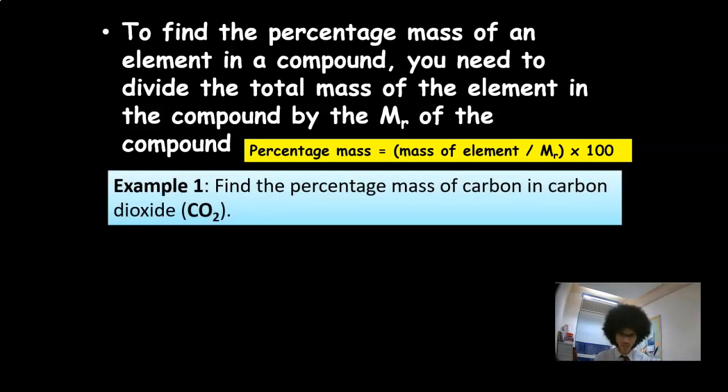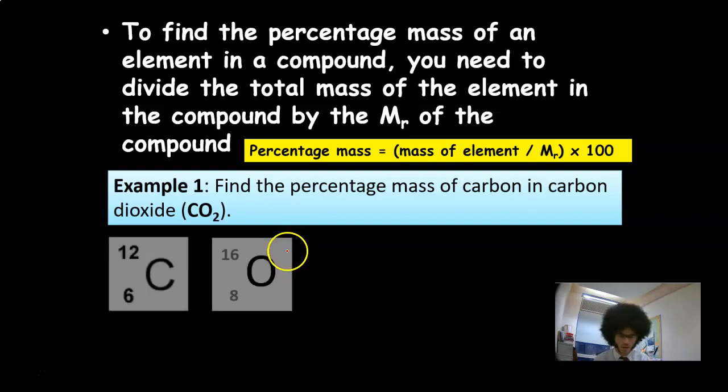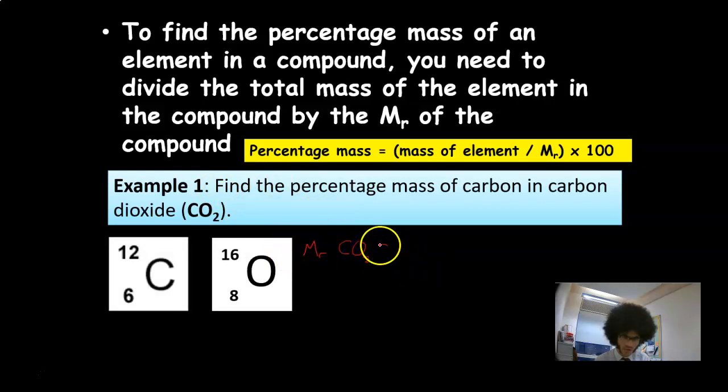So this says find the percentage mass of carbon in carbon dioxide. The first thing I want to do is work out the MR. So using the periodic table, I find the 2 elements. So the MR of CO2 is going to be 12 plus 16 times 2, which I think equals 44. All right? So, yeah, it does.